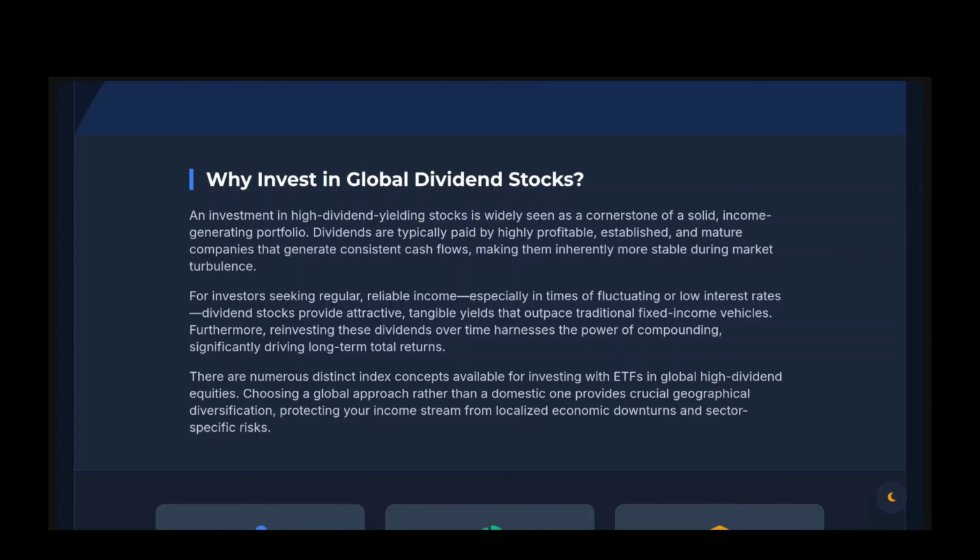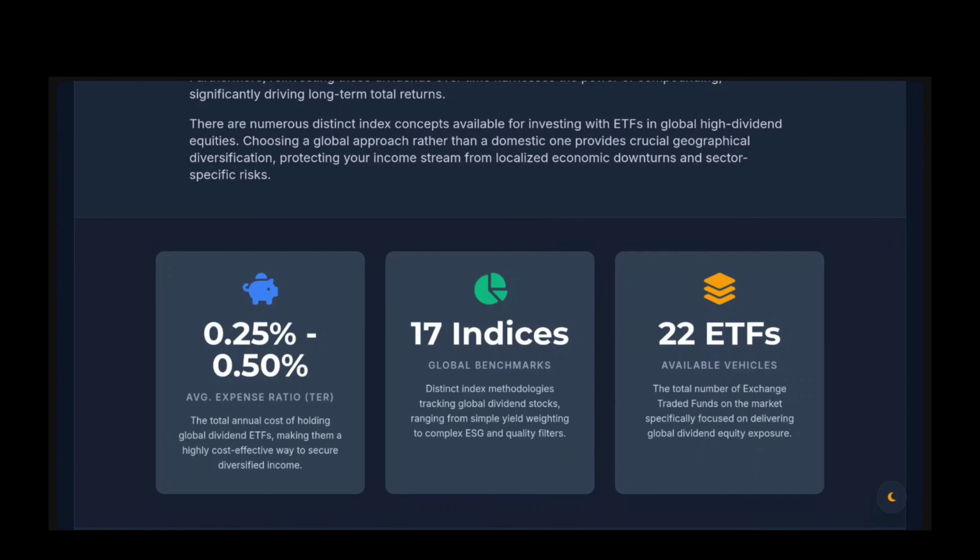Now, there are numerous distinct index concepts available for investing with ETFs in global high dividend equities. Choosing a global approach rather than a domestic one provides crucial geographical diversification, protecting your income stream from localized economic downturns and sector-specific risk. If we look at the general expense ratios for these types of funds, it sits between 0.25% and 0.5%. The total annual cost of holding global dividend ETFs makes them a highly cost-effective way to secure diversified income.